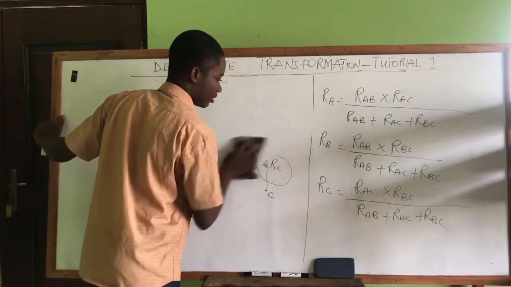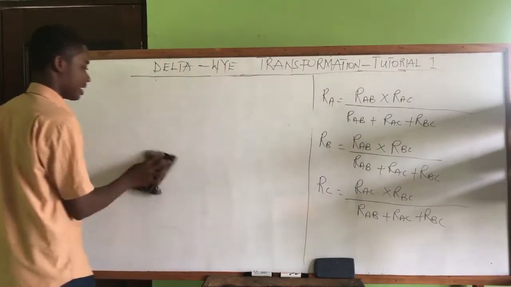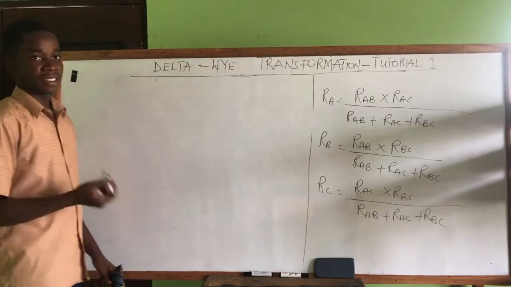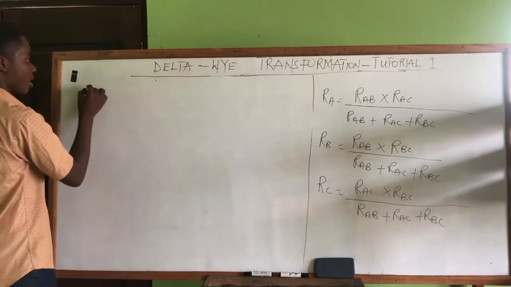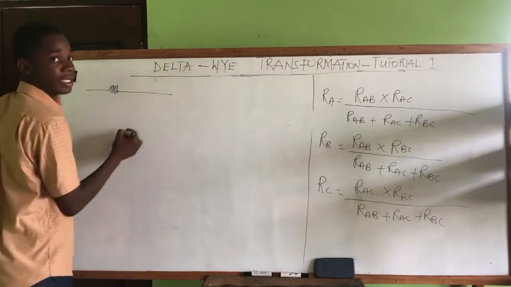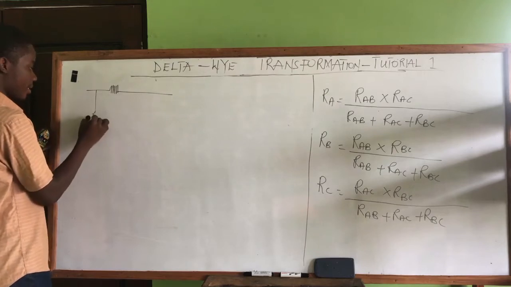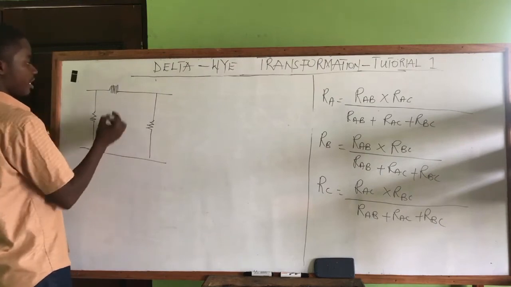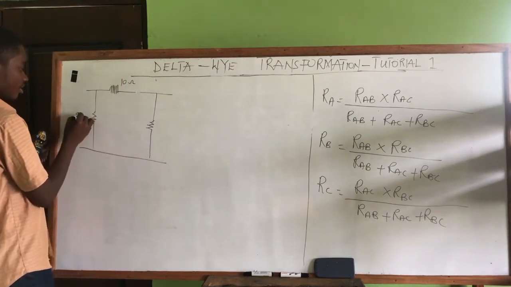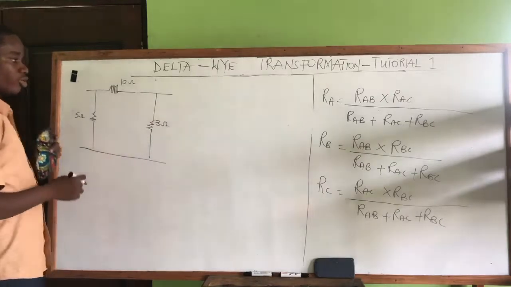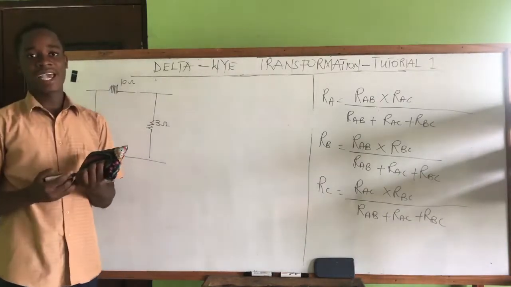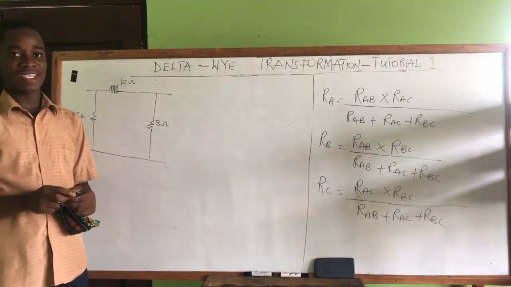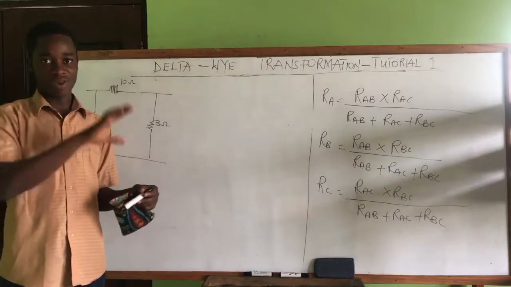This is an interesting concept, very simple to understand. Just follow the procedure. So let's say we are going to convert a delta network towards a Y. So I have this delta network here. Let's give it any value. Let's say this is 10 ohms. Let's call this one 5 ohms and 3 ohms. So you are given this and you have to find the Y network equivalent of this. They want you to find the Y values, all the three, not just one.